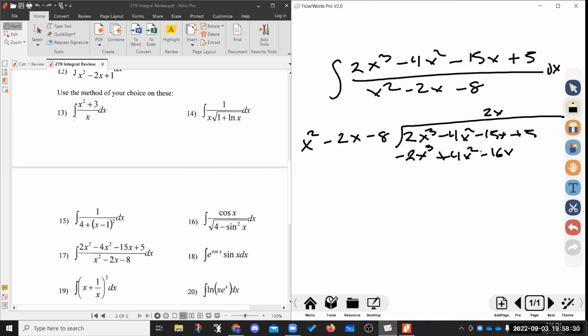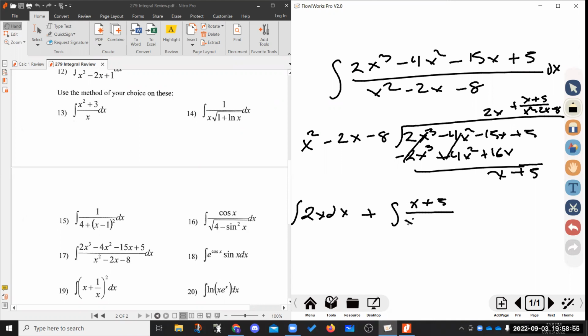Change our signs and add. Gives me x plus 5. That degree is lower than this degree. This is x plus 5 over x squared minus 2x minus 8. So we have 2x dx plus x plus 5 over x squared minus 2x minus 8 dx. I'm going to try and do this without partial fraction decomposition.